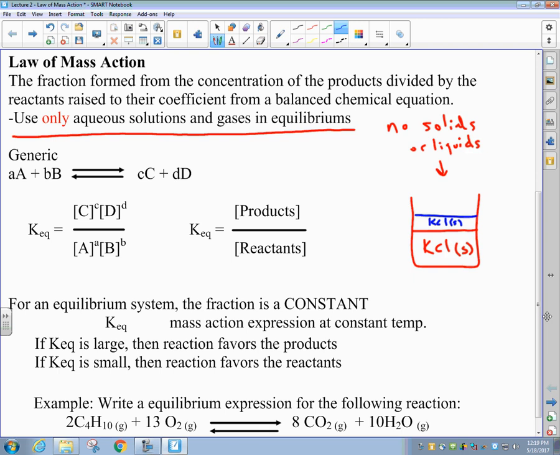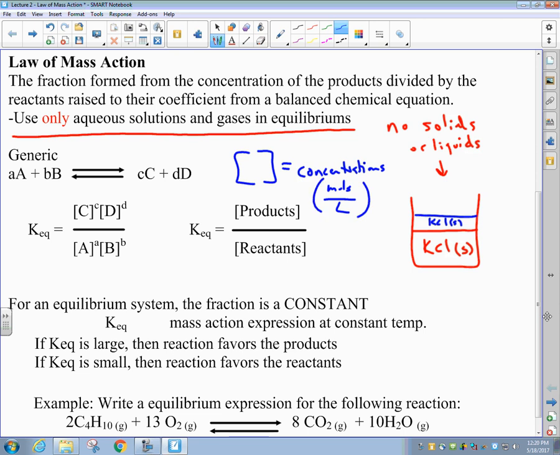Just below there, you have the generic formula. The lowercase letters, A, B, C, and D, are your coefficients. Notice that when you go from the equilibrium equation to the equilibrium expression, the lowercase letters become your exponents. So the lowercase a becomes the exponent for the concentration of A. The brackets that are shown in both of these represent your concentration. And we typically measure concentrations in our class in moles per liter from the previous lecture.